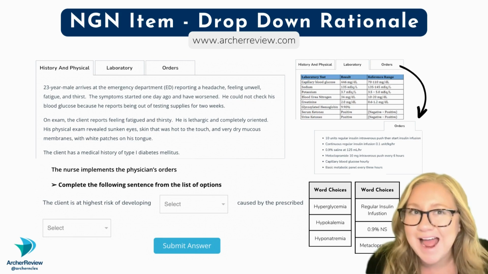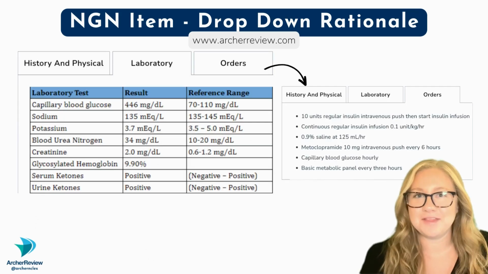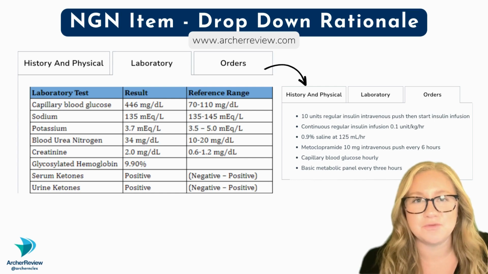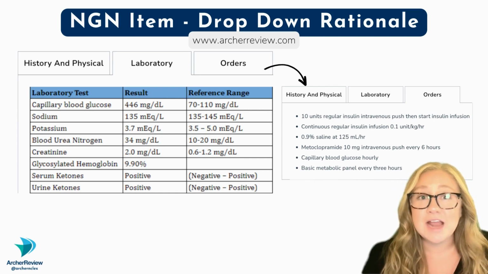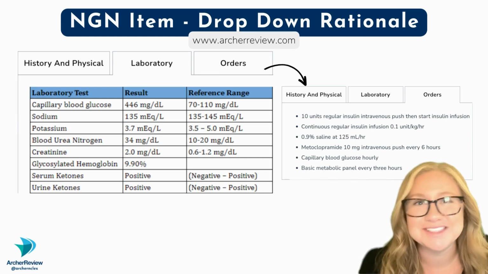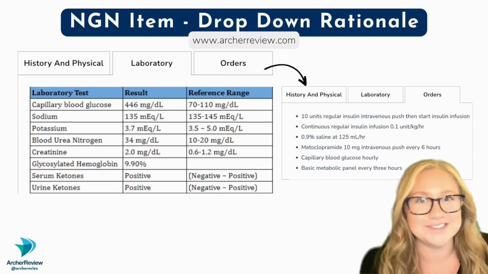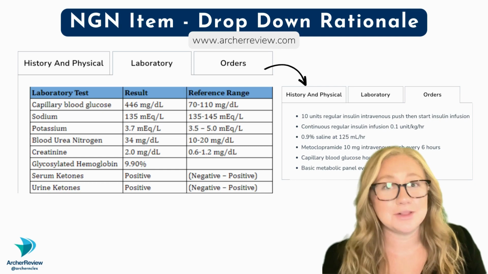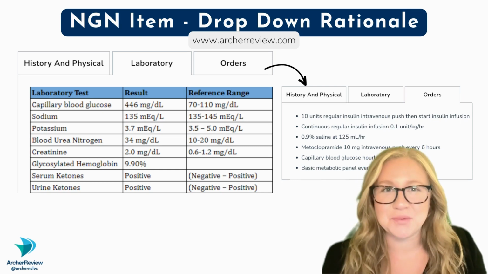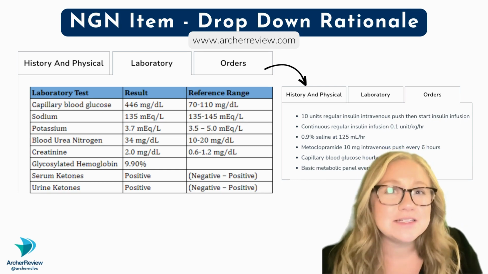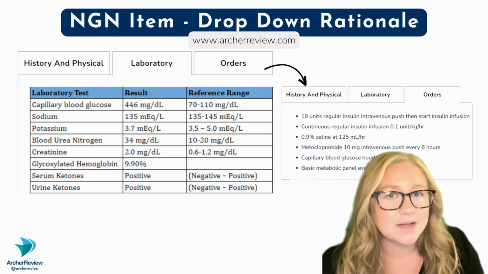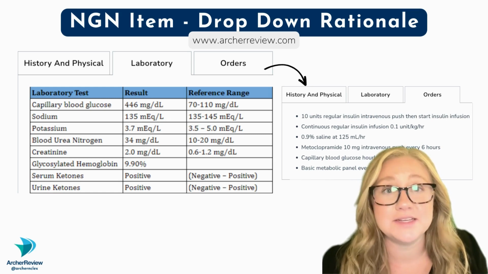Now let's check out his labs. The NGN will give you reference ranges for your lab values. Here you see that we have hyperglycemia and his urine is positive for ketones. That should clue you in on what's going on. Looking now at his orders, we see a pretty typical set of insulin, fluids, and labs that we would expect for a client in DKA.